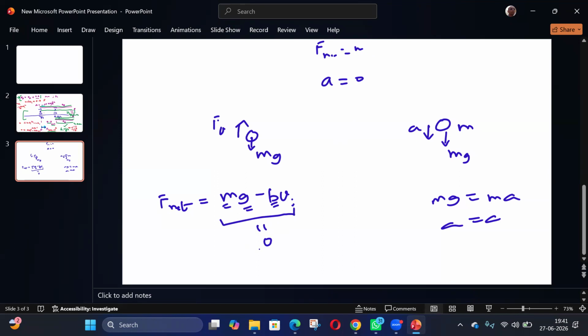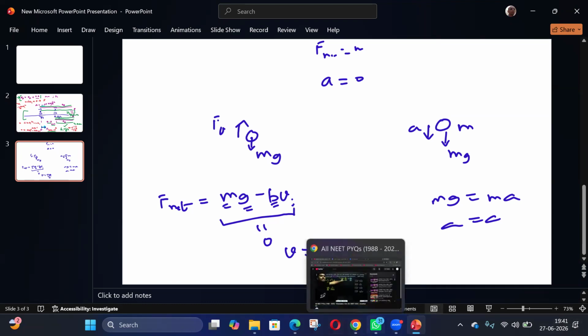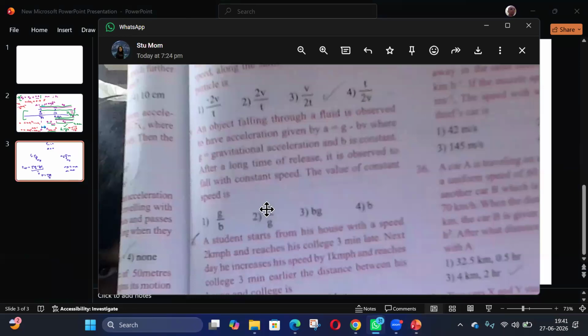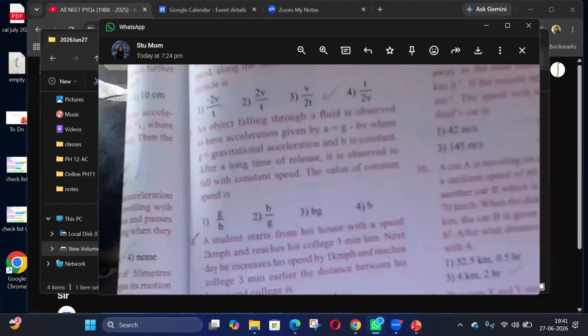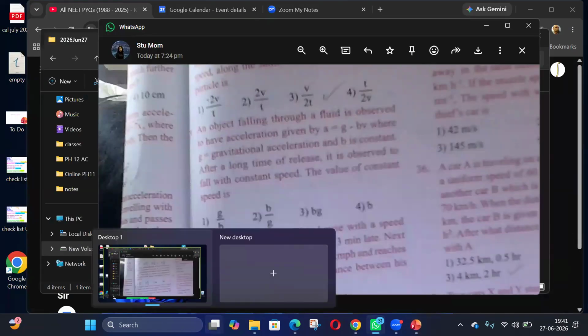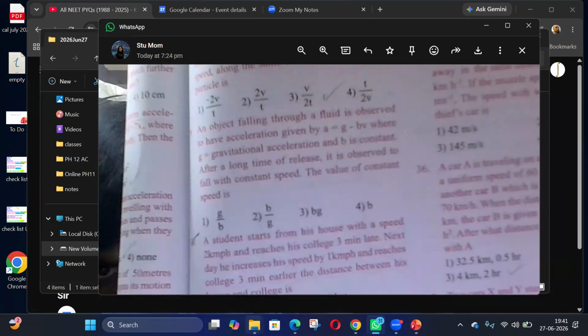F net is mass into acceleration. So if we equate this to zero, that will give me the speed v as mg by b. So when the body attains this speed, net force is zero. After that, it will stop accelerating. So this is the speed. Numbers are not required, just mg by b. This is the value of the constant speed.